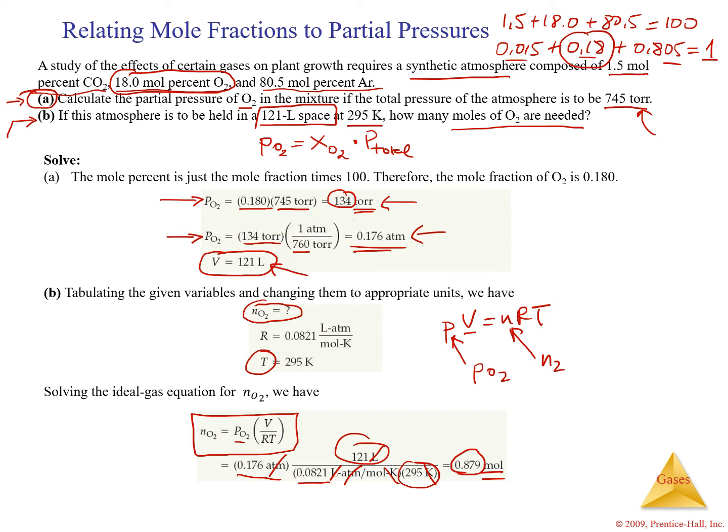You can see that we use the molar fraction to calculate the partial pressure, and then we use partial pressure to calculate the specific number of moles of oxygen which is required to fill up a specific space of that atmosphere. So this is it.